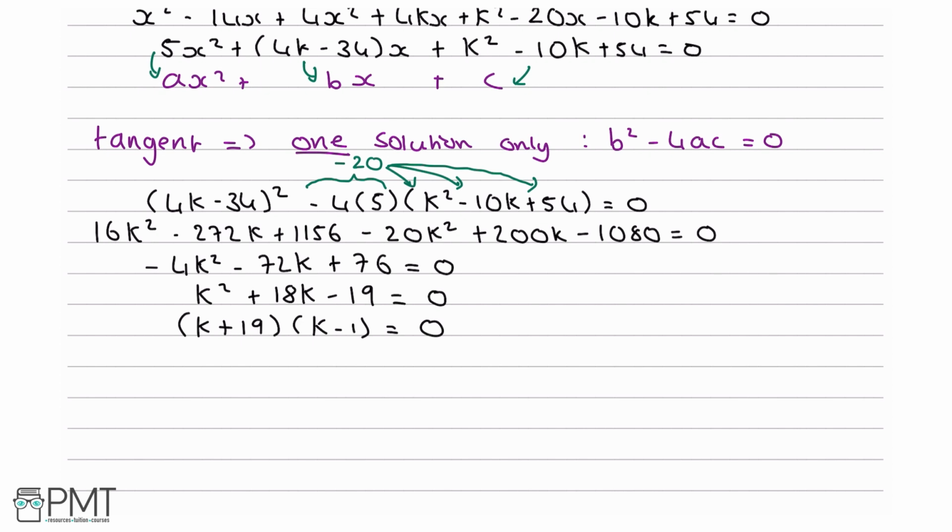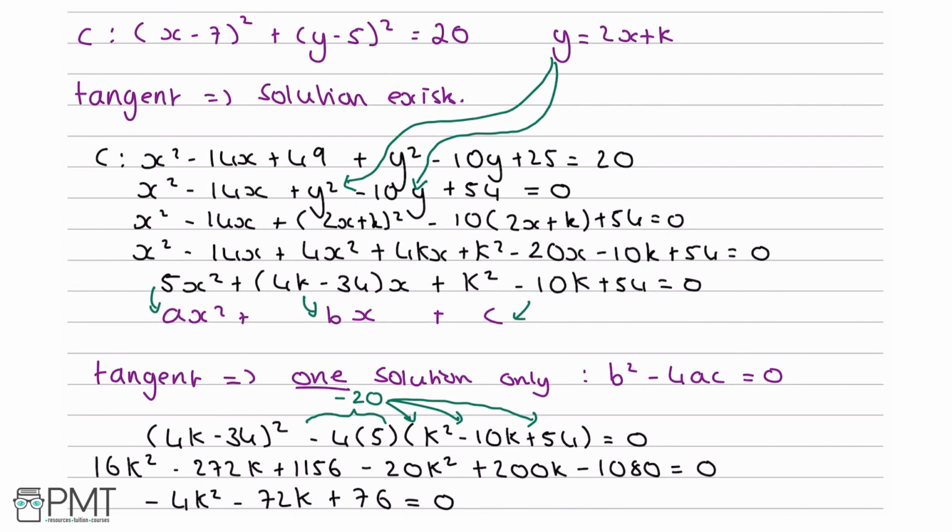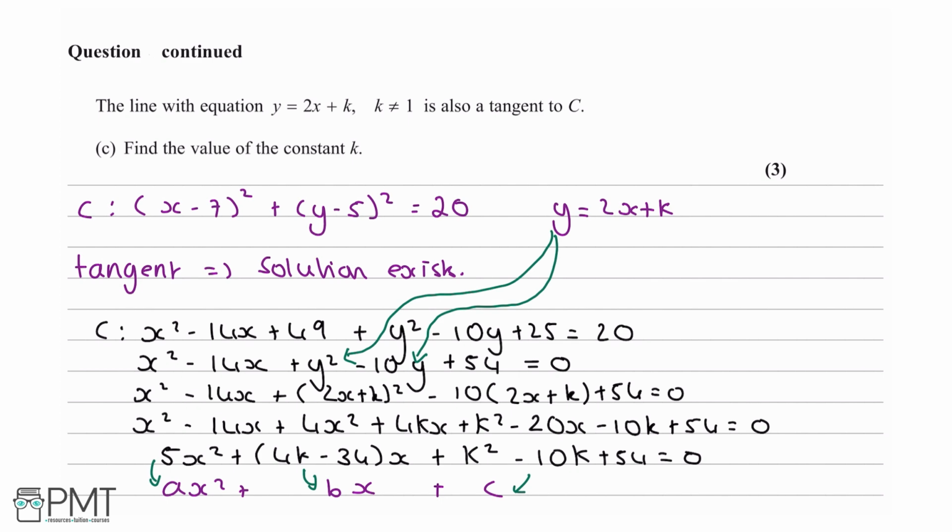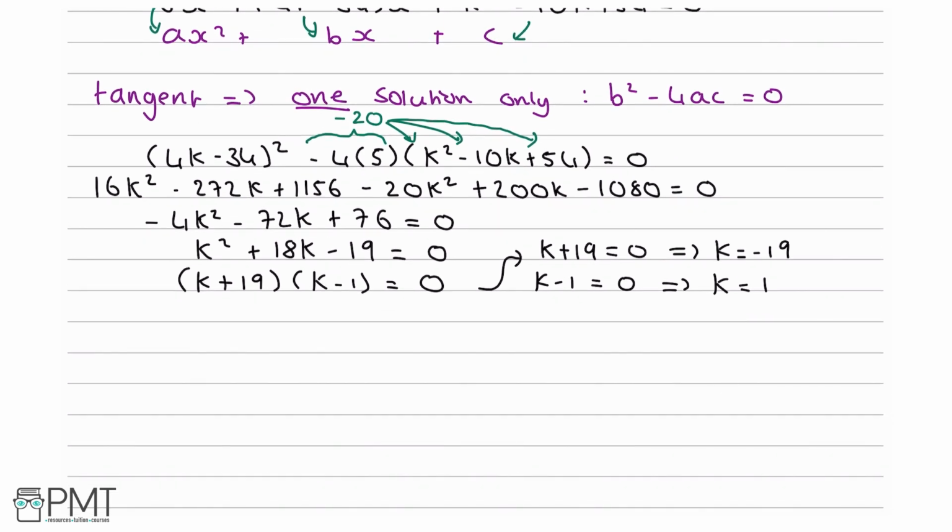Okay? So from here, either k plus 19 equals 0 or k minus 1 equals 0. Well, if k plus 19 equals 0, we have k equals minus 19. If we have k minus 1 equals 0, we have k equals 1. But bear in mind, in our question, we are told that k cannot equal 1, okay? Which means, when we look here, we should write something along the lines of k equals minus 19 and 1. But since k cannot equal 1, therefore k equals minus 19.